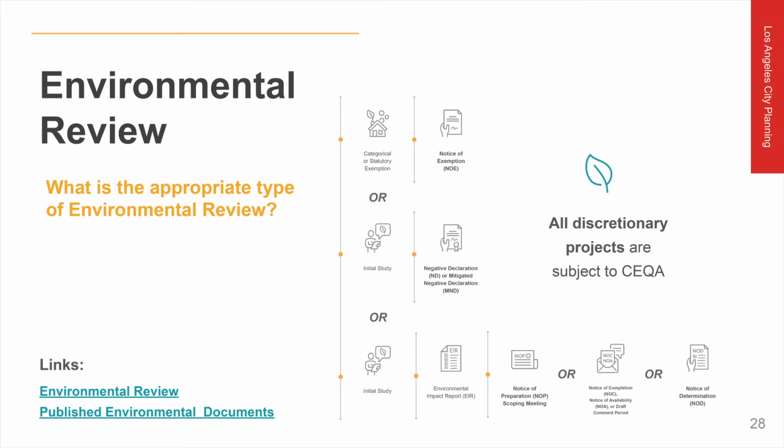Finally, if it is determined that the project will result in a potential significant impact on the environment and mitigation measures will not reduce such impacts to less than significant levels, the city will then need to prepare an environmental impact report, also known as an EIR.